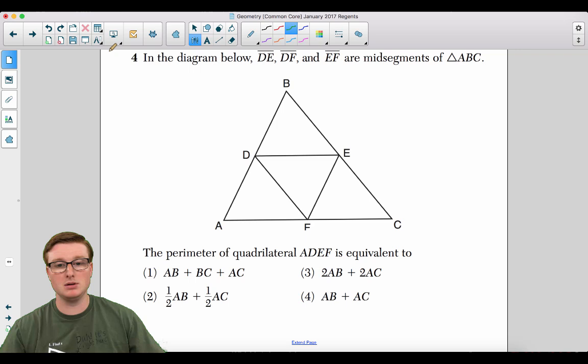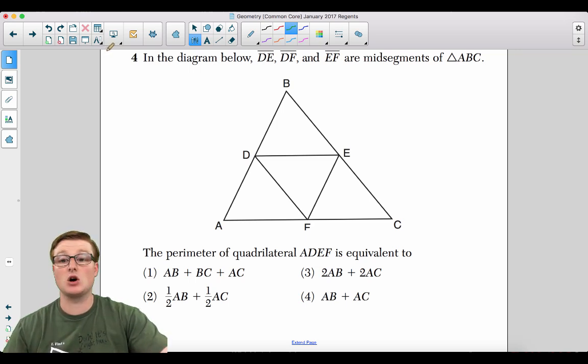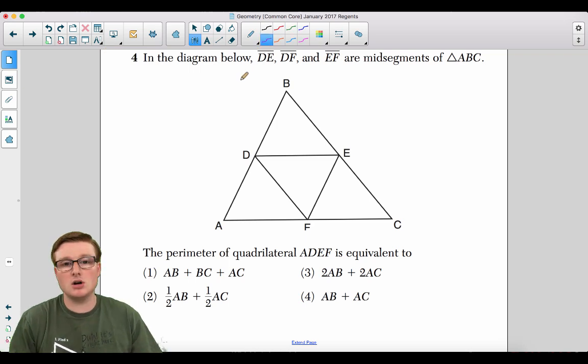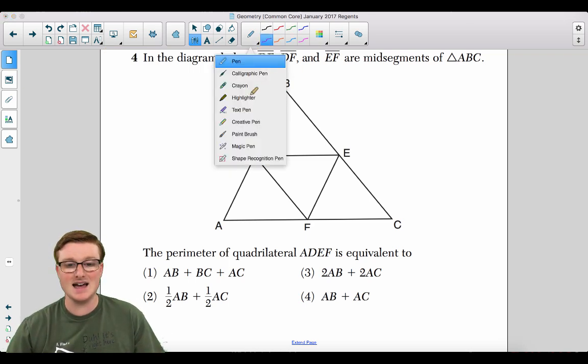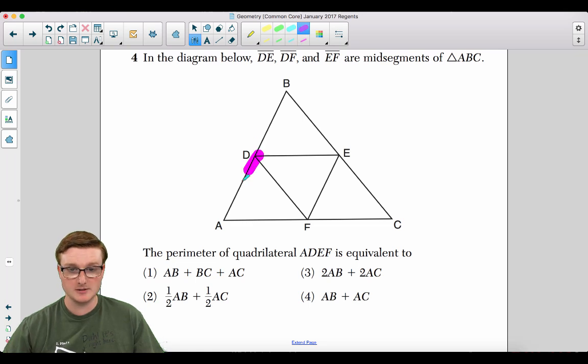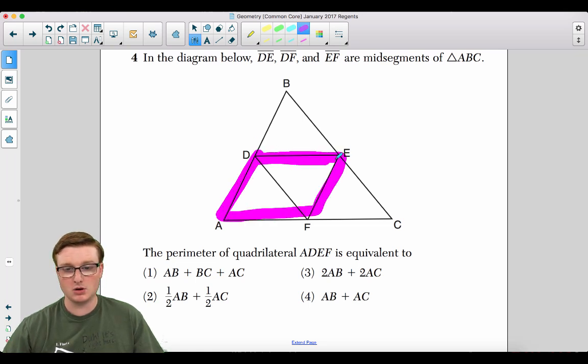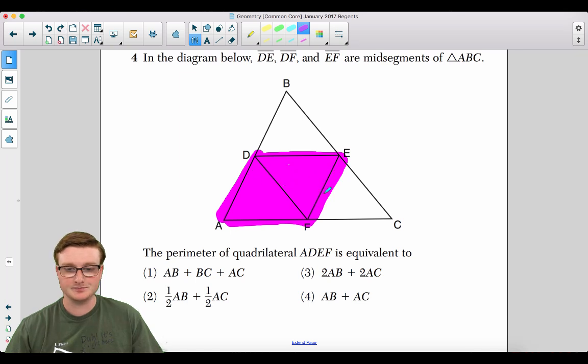In the diagram below, DE, DF, and EF are mid-segments of triangle ABC. The perimeter of quadrilateral ADEF is equivalent to what? So we need to figure out what the perimeter of this quadrilateral is. But we do know a couple things based off of the given information.